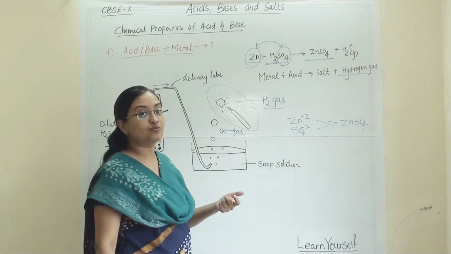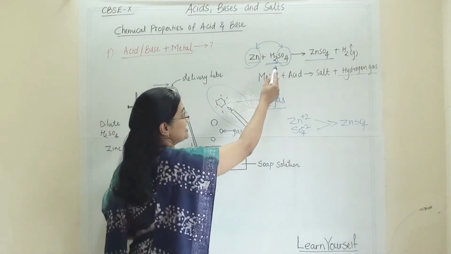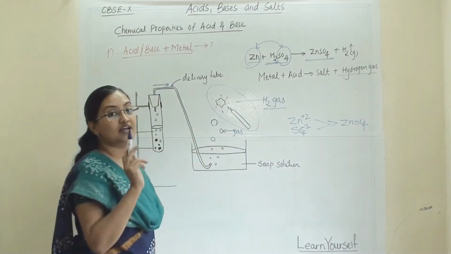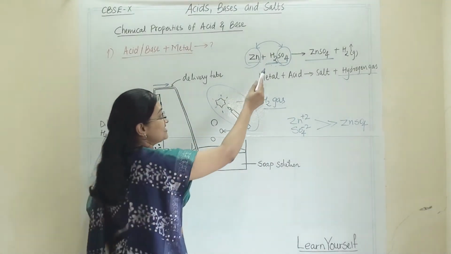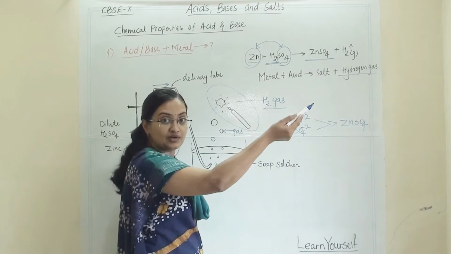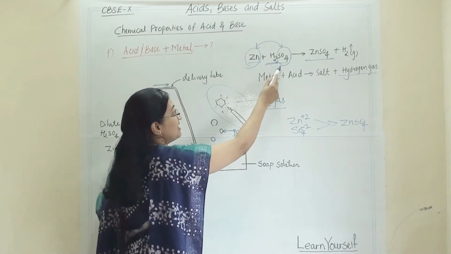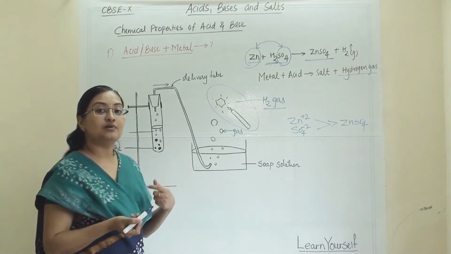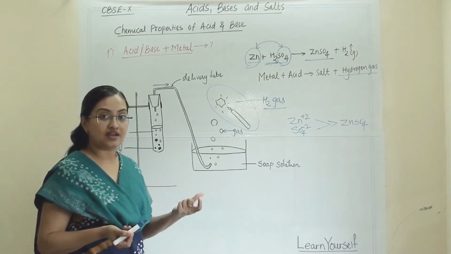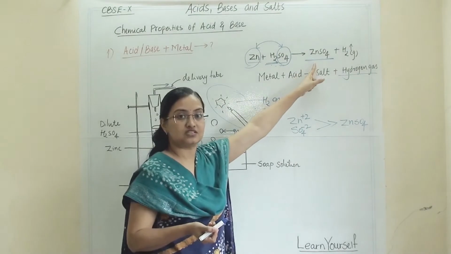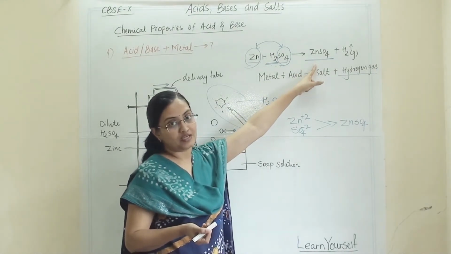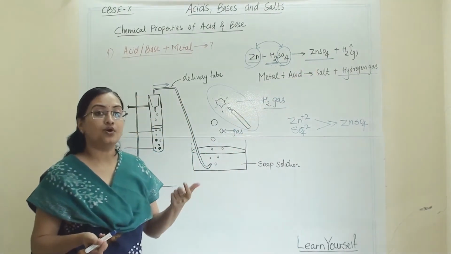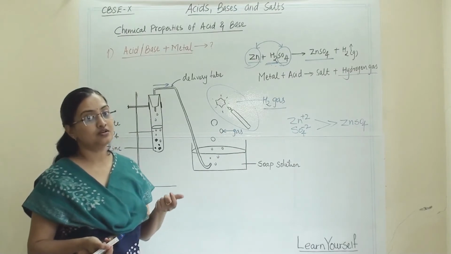The same thing will happen when you take HCl in place of H2SO4. From HCl, the H will be liberated and Cl will combine with the metal. That is also a salt, but it is a chloride salt, whereas here a sulfate salt is forming. So it depends upon which kind of acid you are using.